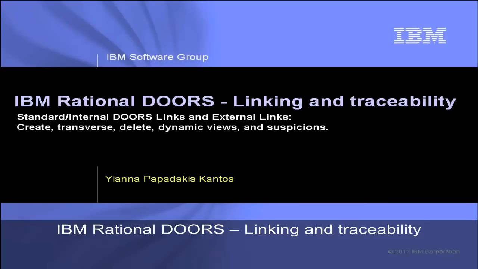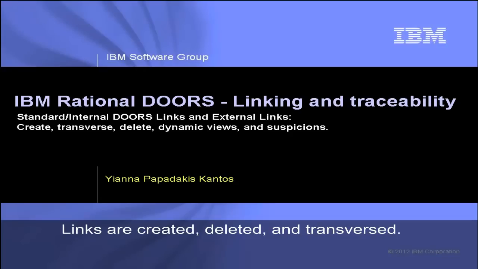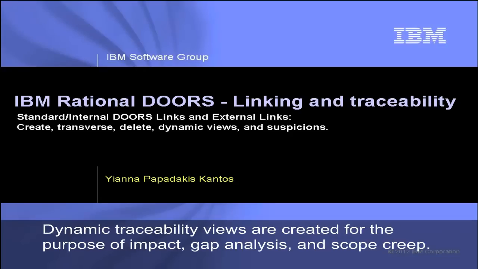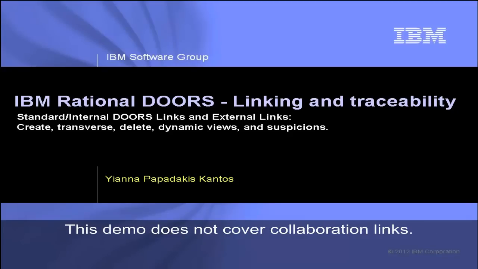IBM Rational DOORS linking and traceability. This demo focuses on standard DOORS links and external links. Links are created, deleted, and traversed. Dynamic traceability views are created for the purpose of impact, gap analysis, and scope creep. And finally, suspect links are identified and created. This demo does not cover collaboration links.